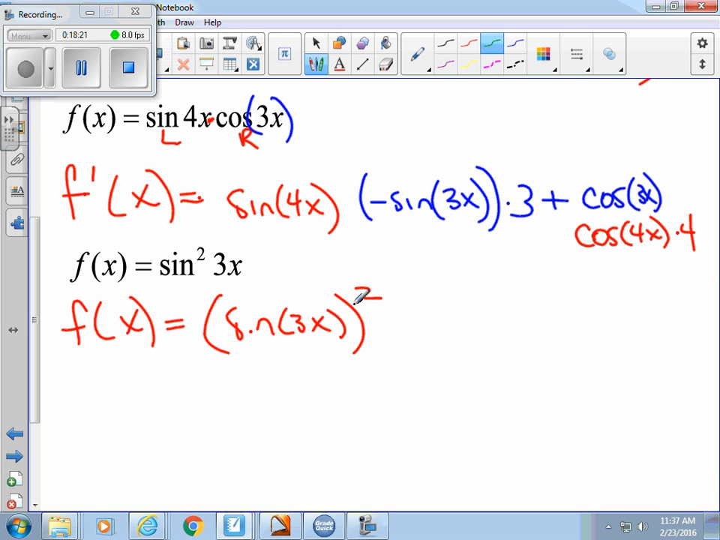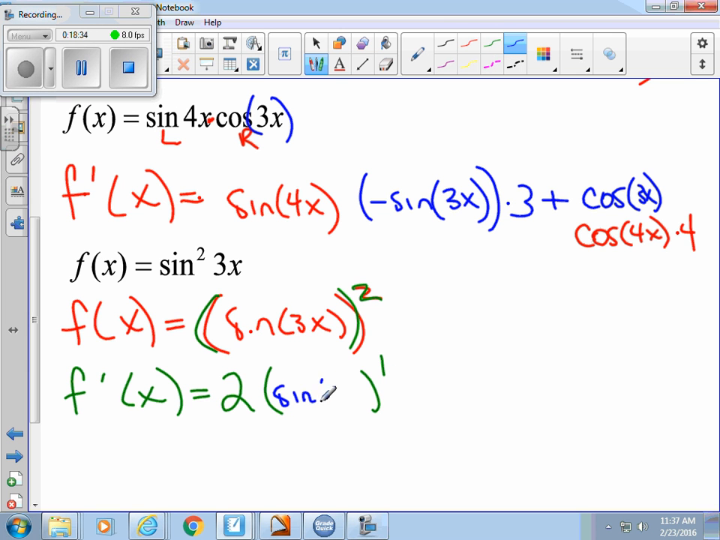Everyone see that? Remember, I'm going to start with the outermost function. 2, leave the inside alone to the first. And then I'm going to block out the outside part and just talk about the derivative of sine of 3x. You just did the derivative of sine of 3x or something very similar to it, didn't you? How do you do that? Cosine of 3x times 3, because you had that extra inside.